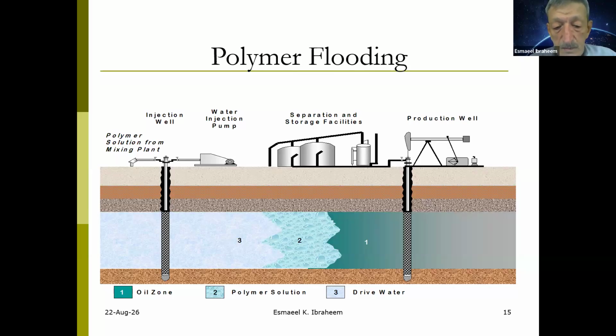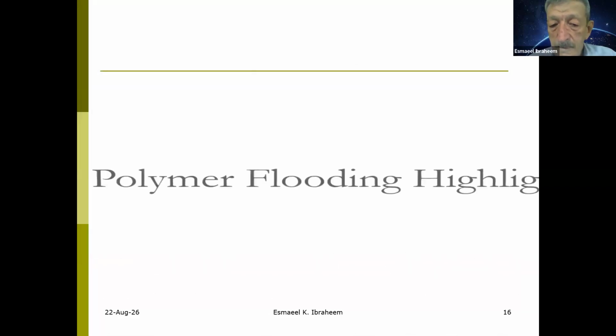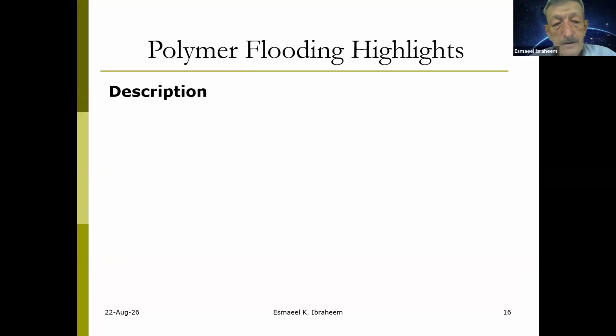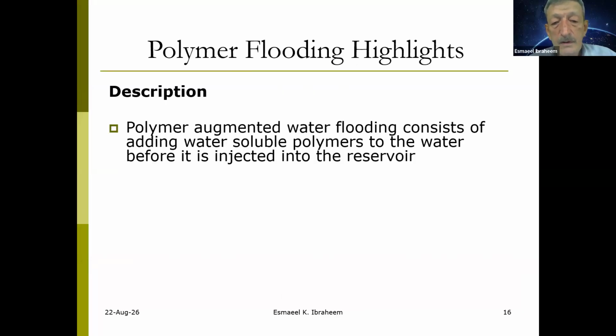As you see from this photo, that's the polymer solution, number two. That's behind the oil and has to be pushed by driving water. So water here is used at the same time for injection. Description: polymer augmented water flooding consists of adding water-soluble polymers to the water before it is injected into the reservoir. That's the job, that we need to mix the polymer with water and inject it into the injection well.